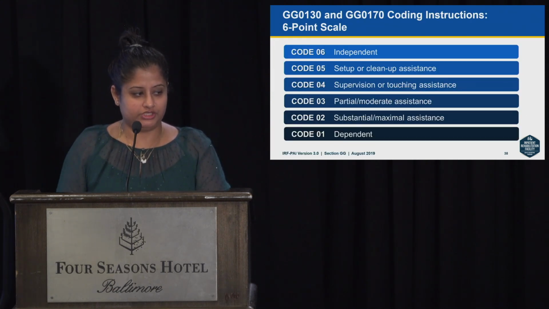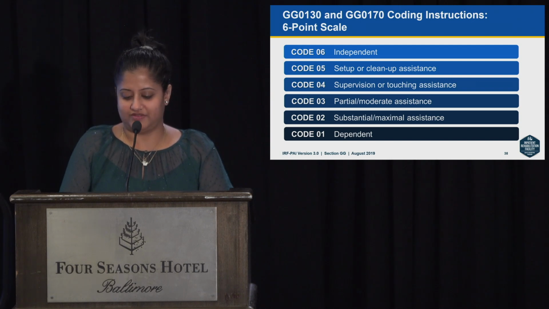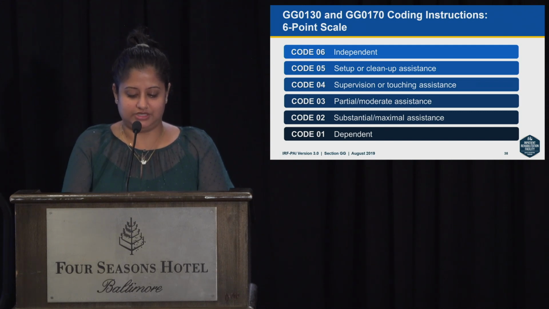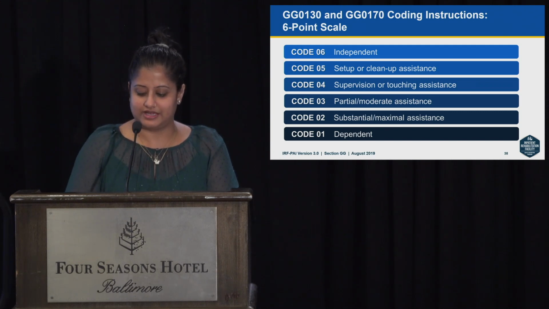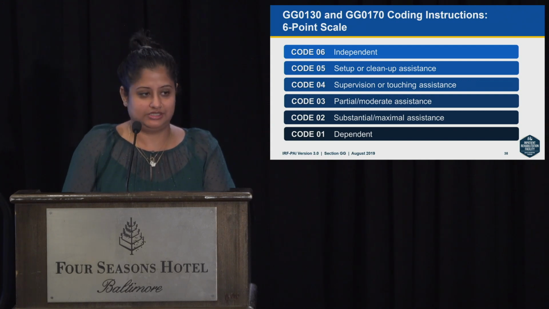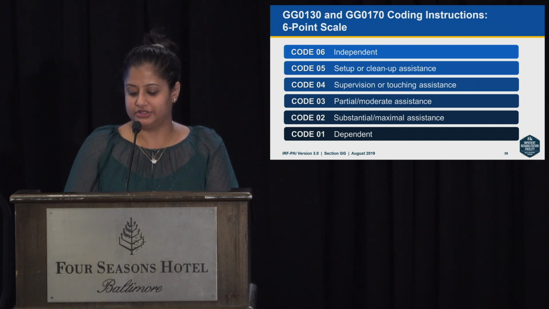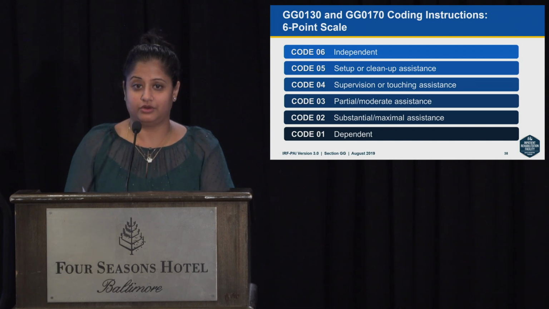Okay, so GG0130 and GG0170 have the same coding instructions in the 6-point scale. They're listed here. Code 06 is independent. 05 is setup or cleanup assistance. 04, supervision or touching assistance, and that does include contact guard as well. 03 being partial or moderate assistance. 02, substantial or maximal assistance, and 01, dependent.